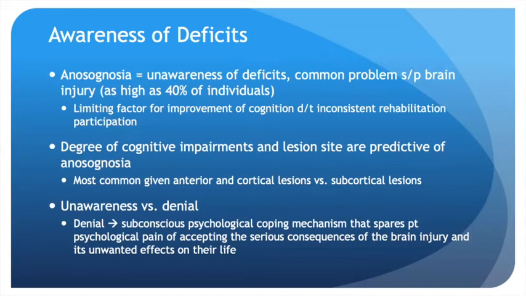The degree of cognitive impairment and lesion site are predictive of anosognosia. This is common given anterior and cortical lesions versus subcortical lesions. So if the person has anterior cortical lesions, they are more likely to have anosognosia. There's this other issue of a lack of awareness versus denial. So denial refers to the subconscious psychological coping mechanism that spares the patient the psychological pain of accepting the very serious consequences of the brain injury that is an unwanted effect on their lives.